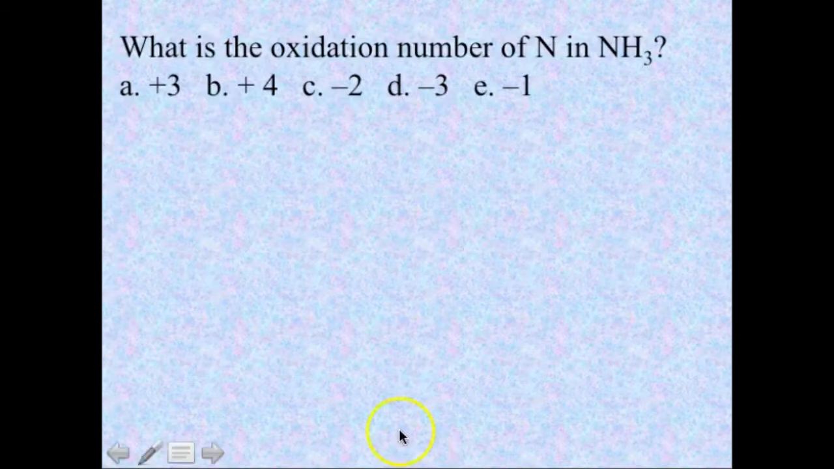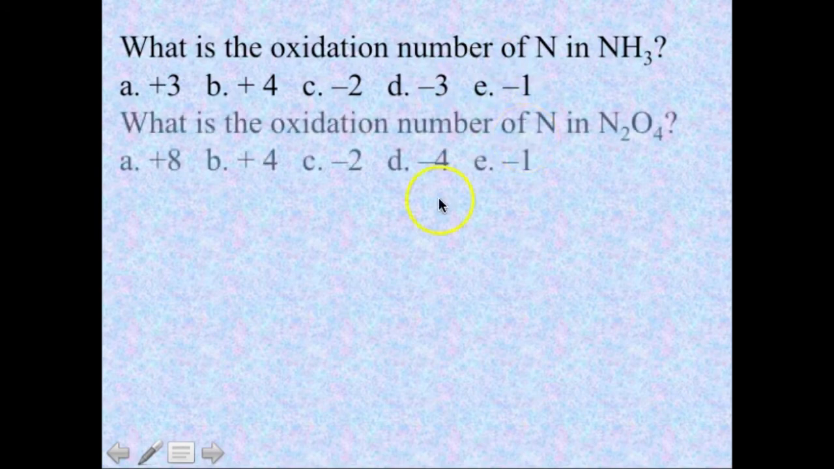So using these rules, what's the oxidation number of nitrogen in ammonia? Think about it. And if you chose -3, you are right. How'd you get it? Well, hydrogen is always +1, at least for our purposes. So if hydrogen is +1, there are 3 of them, that's +3. Nitrogen to balance has to be -3, so it adds up to 0.